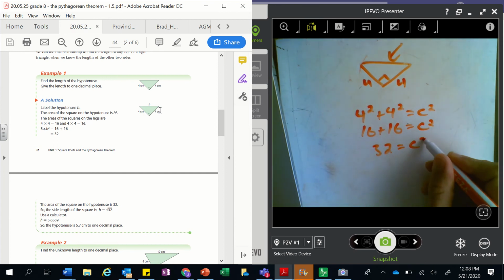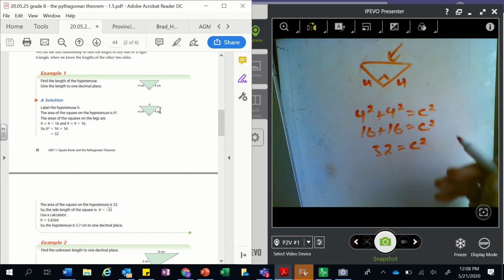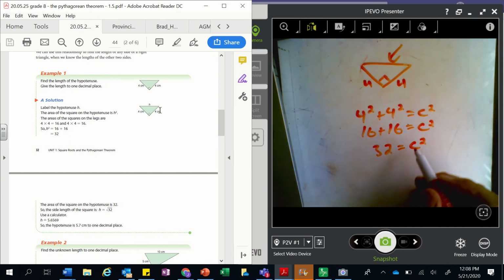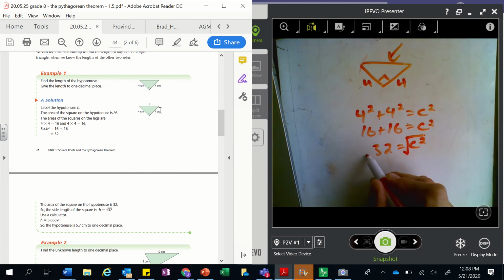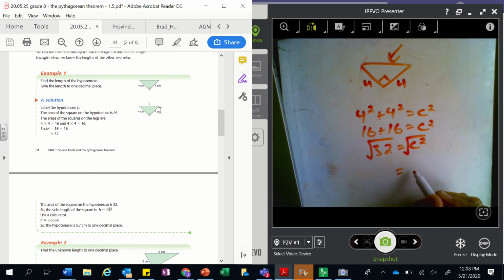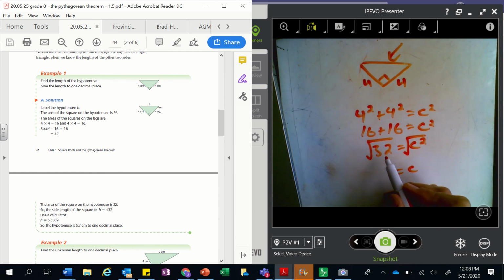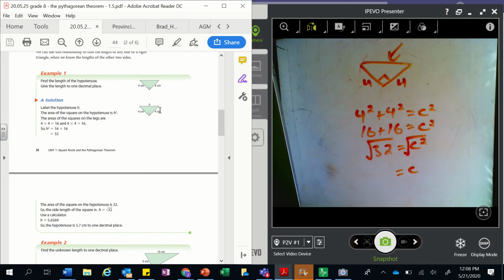But here we have a conundrum. We are not going to get a clear answer because I can square this and I can square that. But the problem is, this is not a perfectly squared number. If I have 32 square blocks, I can't make a perfect square out of them. However, I can enter into my calculator a square root button.